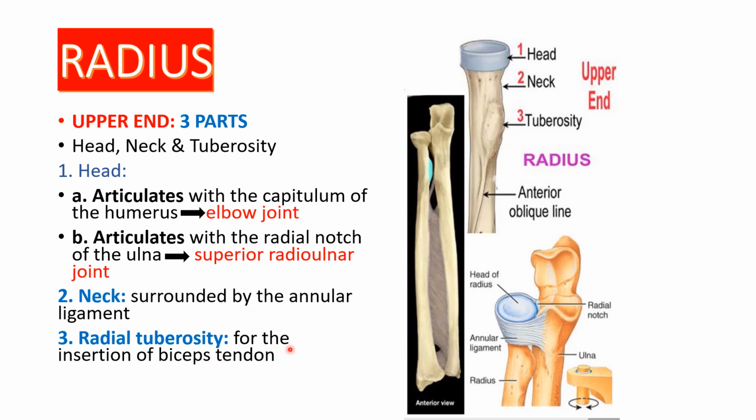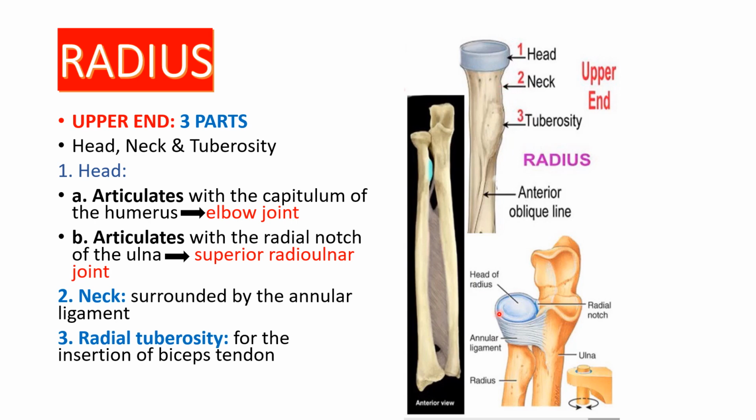Again, what are the features of the upper end of the radius? We have the head, the neck, and the tuberosity. Now the head forms two joints. The upper surface of the head articulates with the capitulum of the humerus to form the elbow joint, and then the circumference of the head articulates with the radial notch of the ulna to form the superior radioulnar joint. So this is where the joint is. Now we said the neck is surrounded by a very important ligament called the annular ligament.